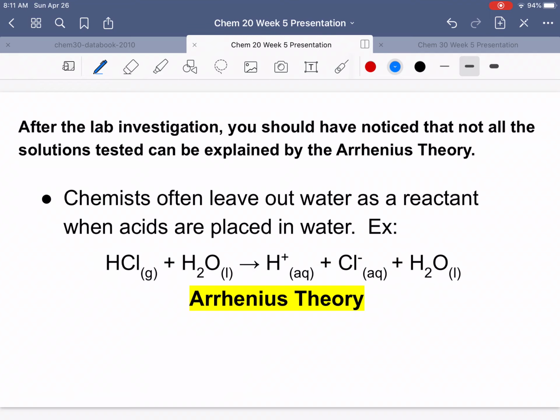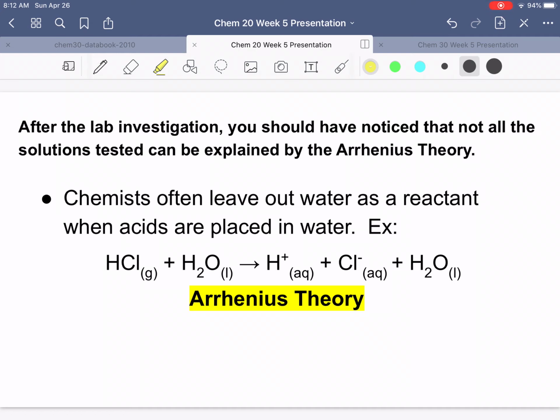Hello again. In the notes, we are now working on the concept of modified Arrhenius theory, which is number 2. Our previous podcast was all about Arrhenius, and this is still based upon Arrhenius's theory of acids and bases. But what you should have noticed after doing the lab investigation, and if you haven't done number 1 of the assignment yet, go back and do that before you listen to this podcast.